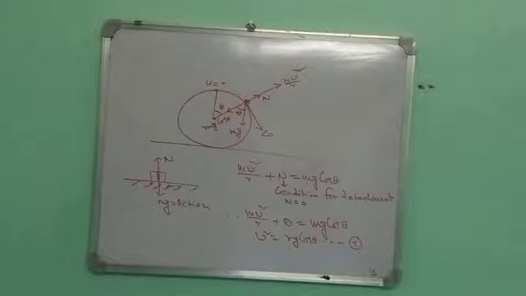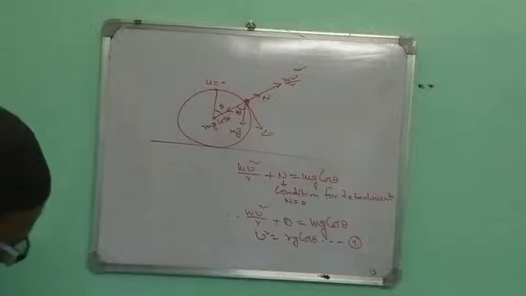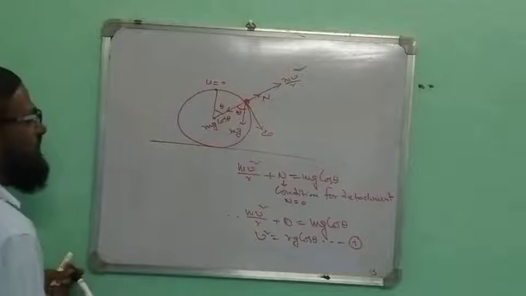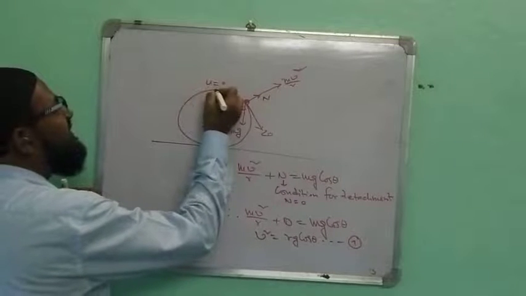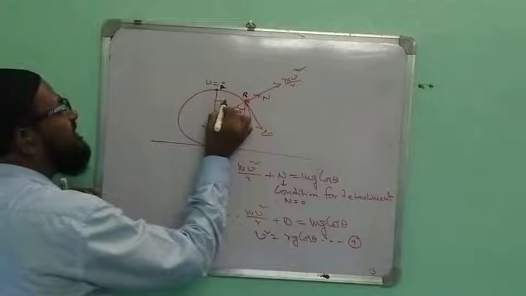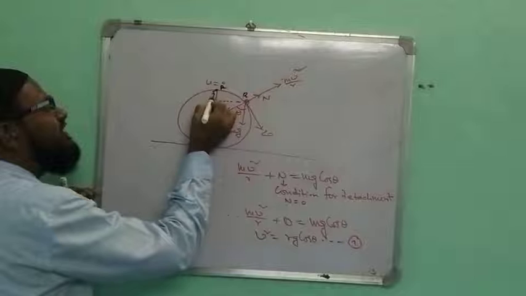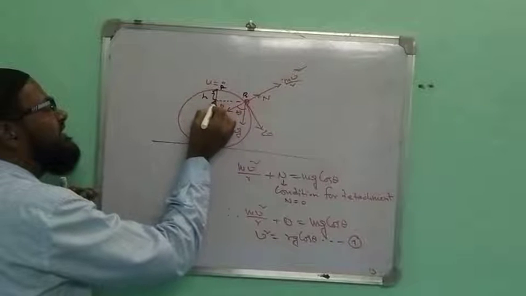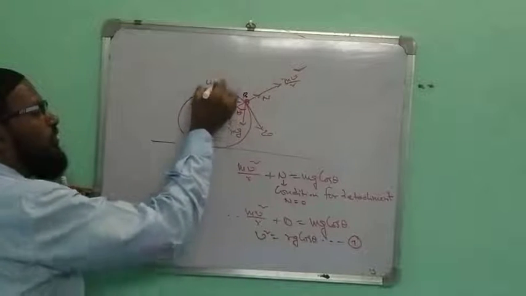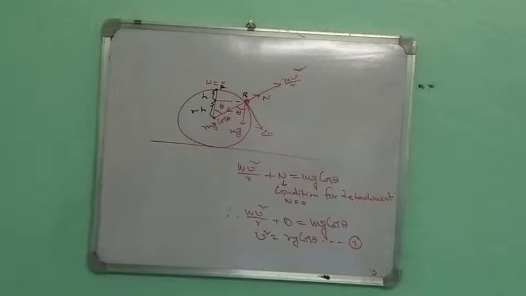Next part. Suppose this point is A, and this point is B. Here I am taking this height as H. The whole radius is R, so this portion is R minus H. This is R minus H. Is it clear from the figure?